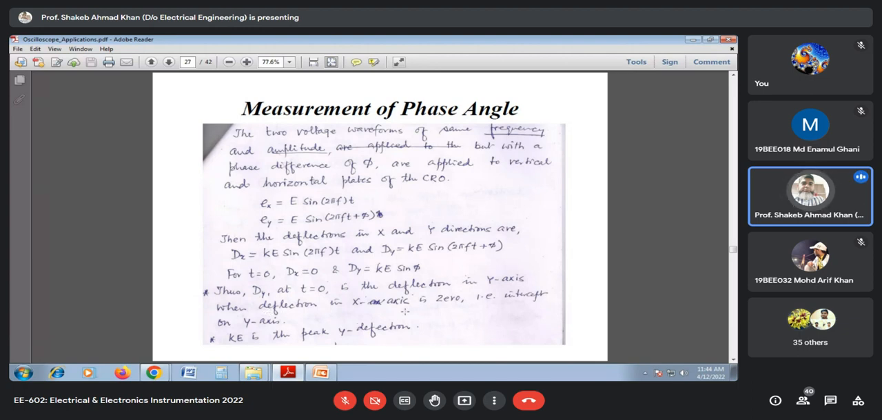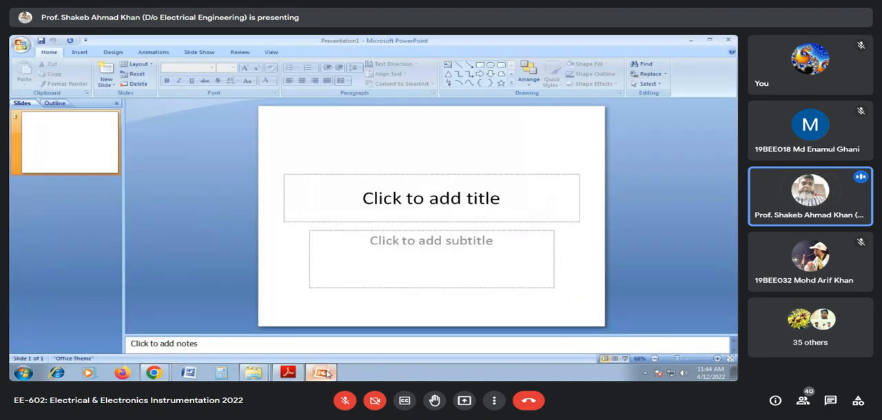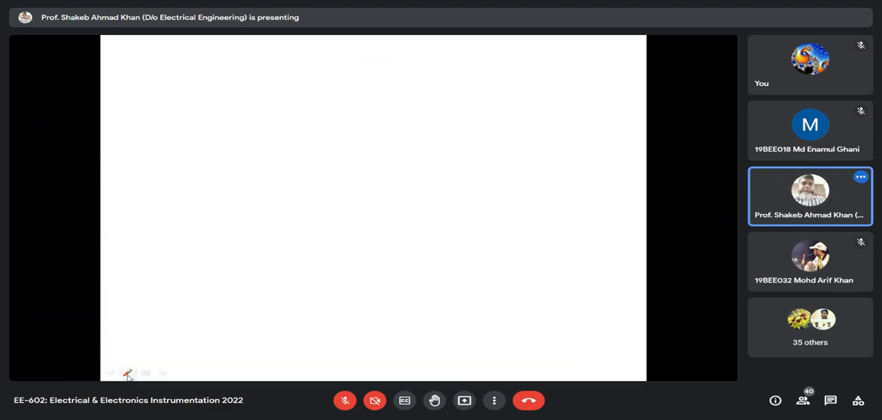When the deflection in the x axis is 0, that is the intercept on the y axis. When we are talking about the Cartesian coordinate system, when there is no deflection in the x direction, only in the y direction, it will be the intercept on the y axis. That's what I spoke about.